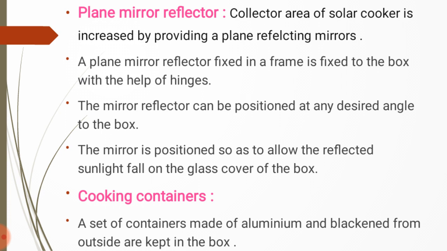Cooking containers are a very important part of the solar cooker, in which we put the food which we want to cook. A set of containers made up of aluminium and blackened from outside are kept in the box. As we have seen, there is a wooden box, and inside it the cooking containers are placed, and the cooking containers are coated with black on the outside, so that the maximum amount of heat gets absorbed by the cooking containers, and the food cooks as early as possible.